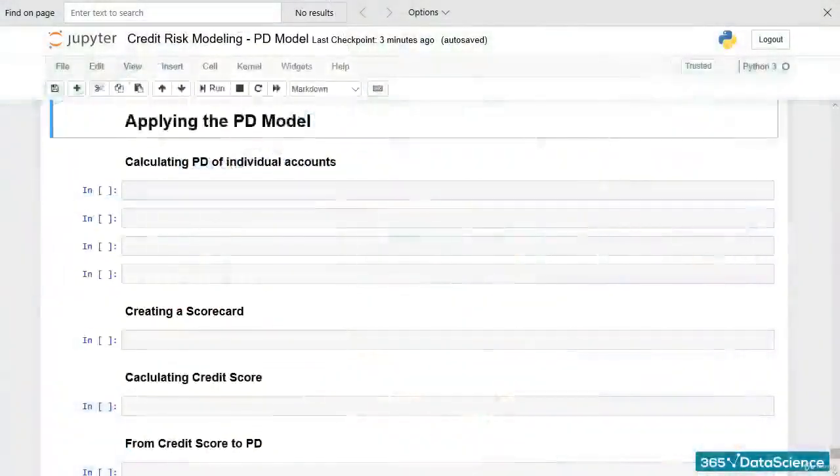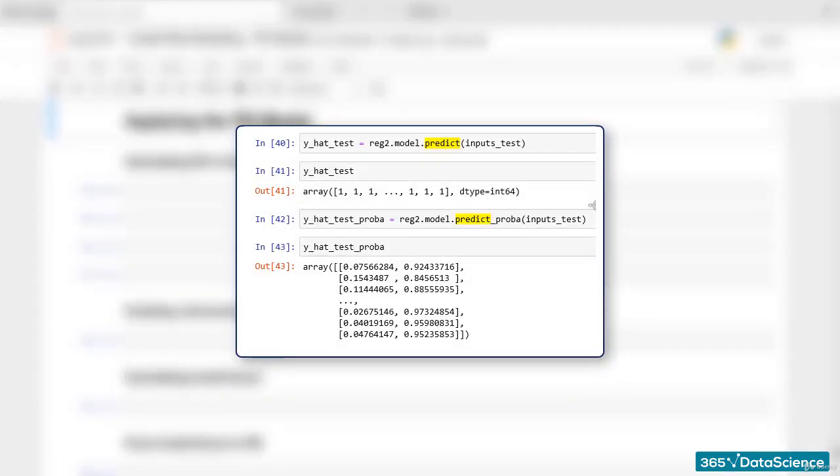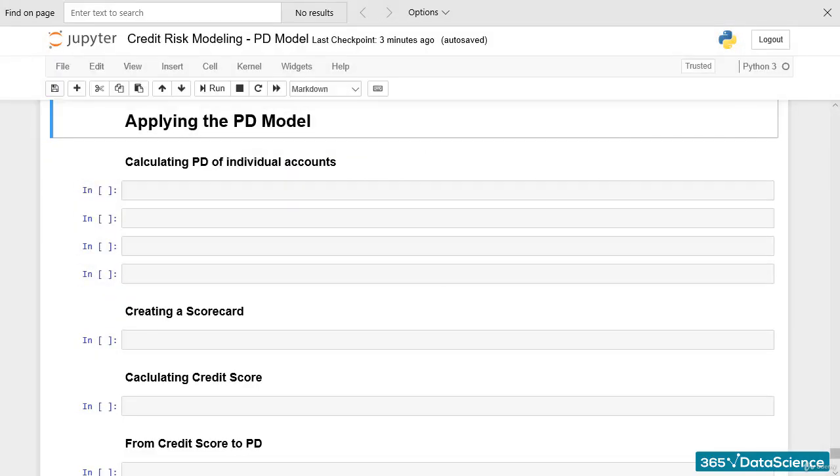Hey, how's it going? We already learned how to interpret the coefficients of the PD model and how to estimate the probability of default and, respectively, the probability of non-default of individual accounts. And as you can recall, we did it by applying the predict method to the test dataset. Let's quickly revise how it's done.